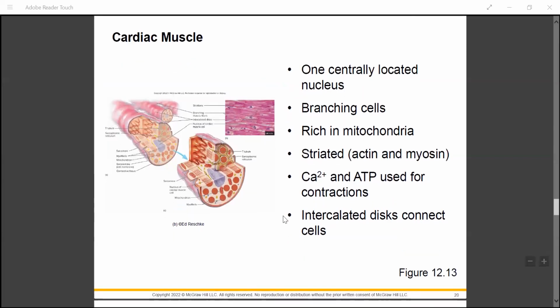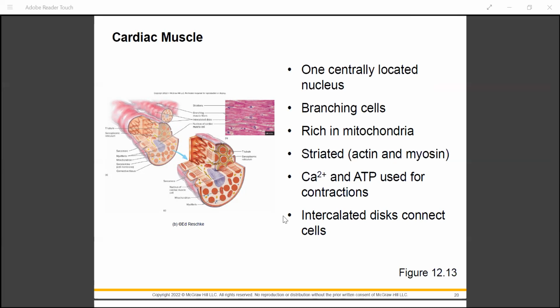So we've talked about cardiac muscle in a few chapters, but just to remind you, our cardiac muscle has one central nucleus. Its cells have branches that reach out to other cardiac muscle cells. We have a lot of mitochondria in our cardiac muscle. Remember, mitochondria are our powerhouses. They're our power plants for the cell. They produce energy in the form of ATP. Our heart's a big muscle. It's beating 24/7, so it's going to need a lot of ATP to allow it to do that.